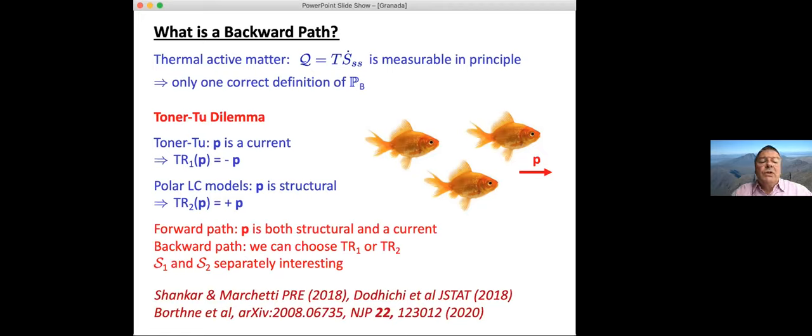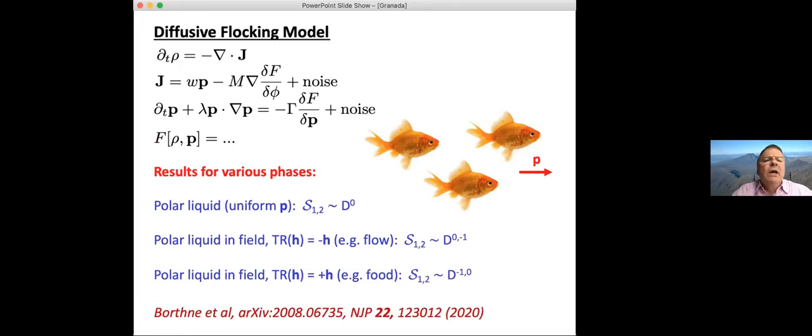And of course, in the forward dynamics, it is both, because in the forward dynamics, fish swim in the forward direction. In the backward path, it can't possibly be both. We have to choose. We can choose TR1 or TR2. We can't do both of those on P. But if we choose them, we get different answers, and the resulting informatic entropy reductions, I claim, are separately interesting. They reveal different facets of how irreversible the dynamics actually is. So let's say a little bit more about that. So the equations in black at the top here are a diffusive flocking model that actually includes Toner-Tu as a special case.